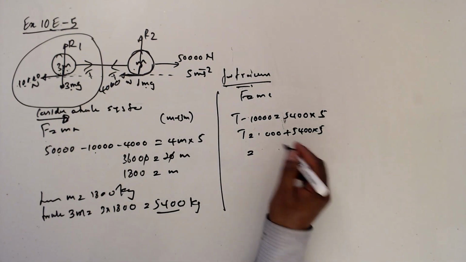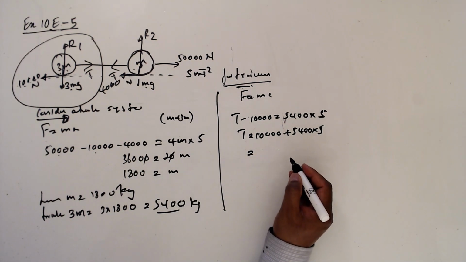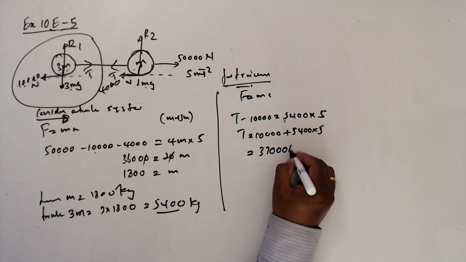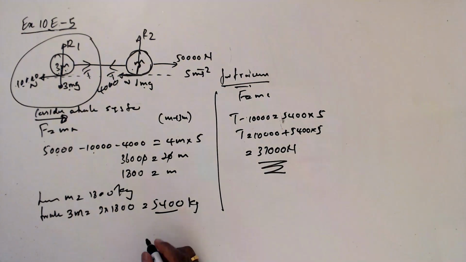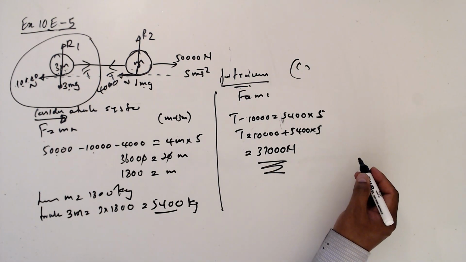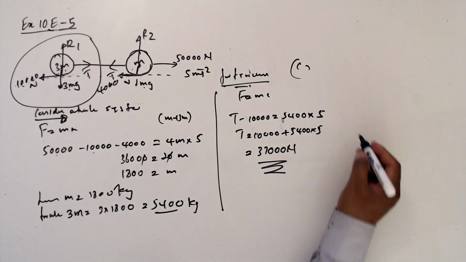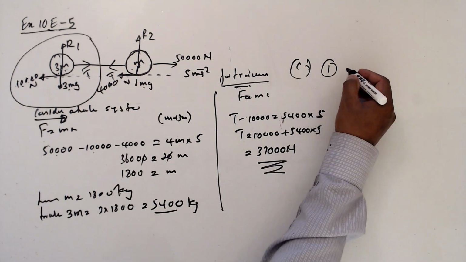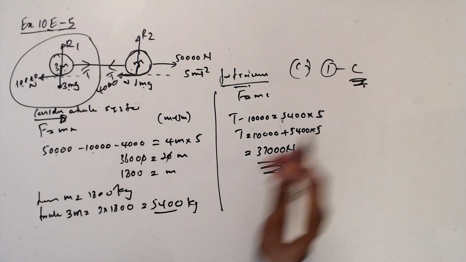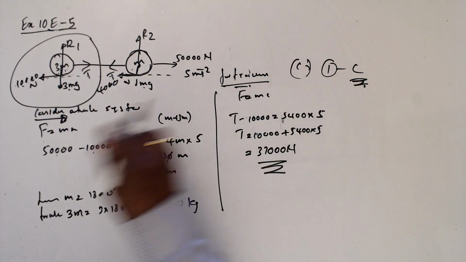This is 10,000 and you will get the answer, 37,000 Newton. So next, part C is explain the modeling assumptions: light and inextensible. So question number 1, part C, the same answer is for this one.